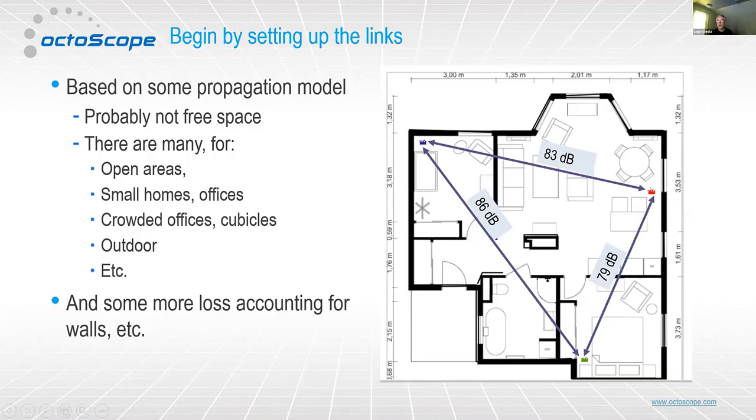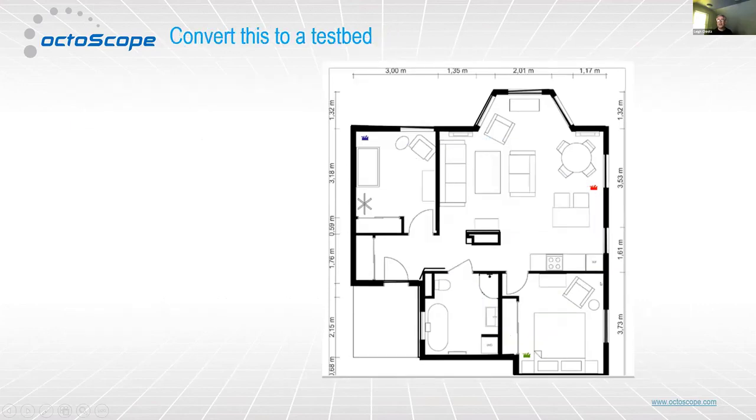So we can say, well, between red and blue, there should be 83 dB of path loss. Between blue and green, there should be 86. Between green and red, there should be 79. Okay, so now we know that. So what does that mean? What do we do with that information?